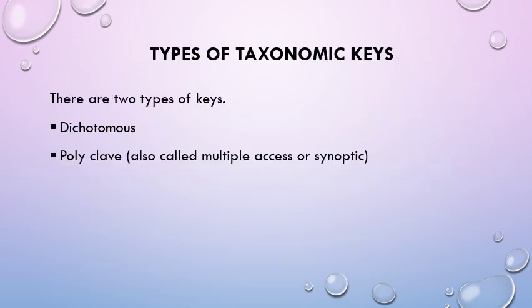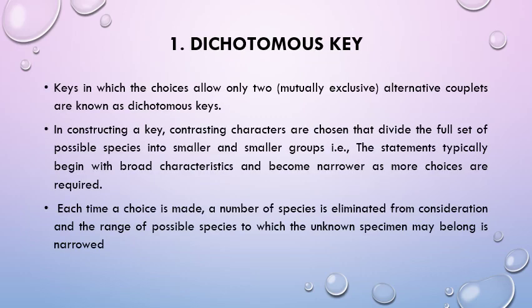Types of taxonomy keys. There are two types of keys: the dichotomous key and the polyclave key. Polyclave keys are also called multiple access or synoptic keys. So let's discuss the types of keys one by one with their examples. The first type of key is the dichotomous key.